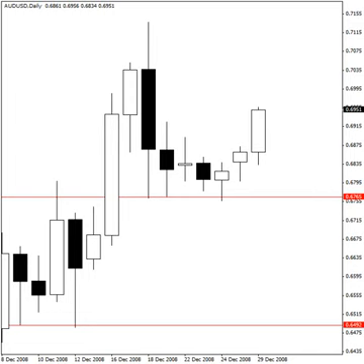You can see right here the old resistance becomes support through here and through here. So we've got a bullish existing trend, momentum's up. Let's look for a buy setup.